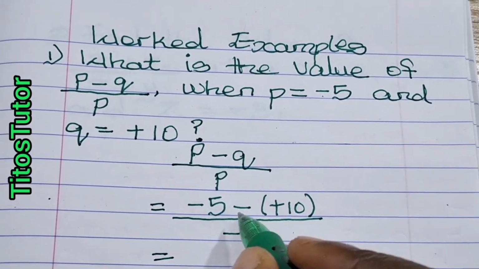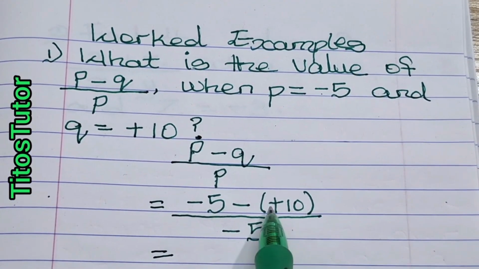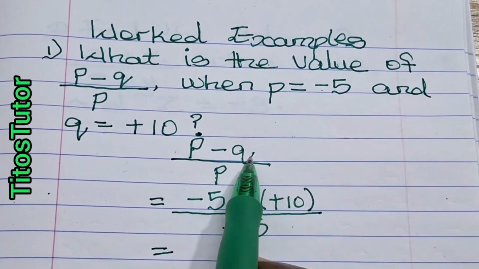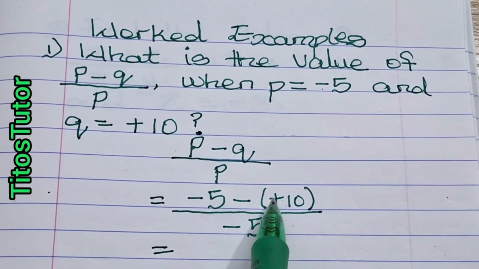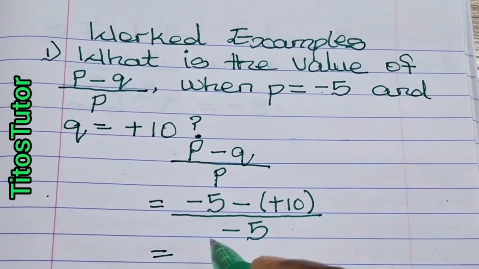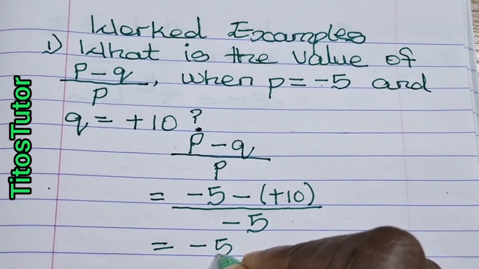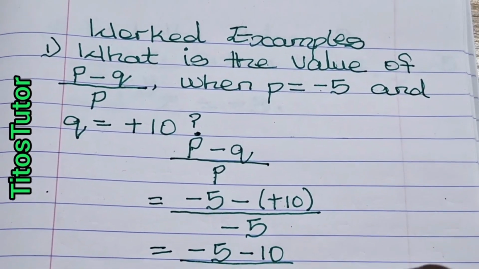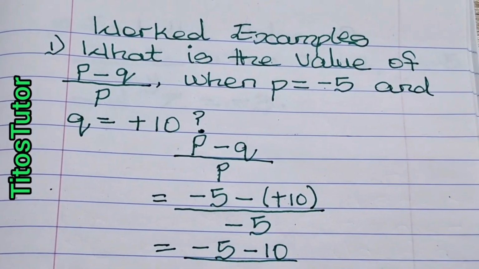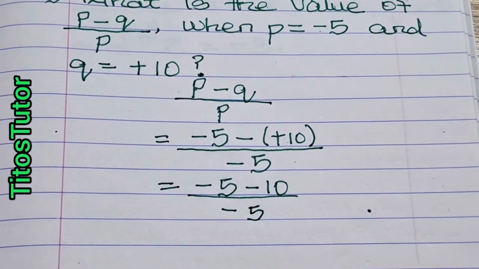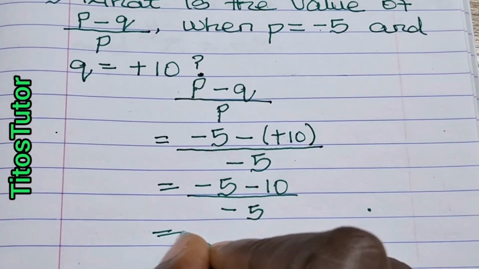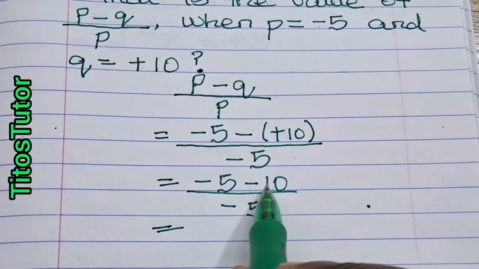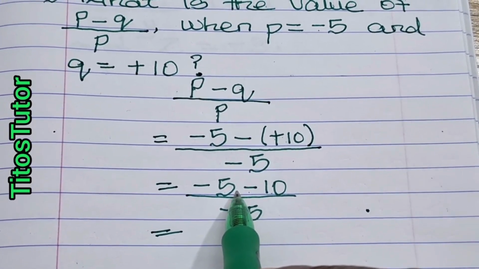Okay, so here, look at this. A bracket means multiplication. So a negative is already in my expression and my q is positive. So negative and positive gives you negative. Okay, so I have -5, -10 all over -5. Okay, so that's what I have. And numerator first. So let's go. -5, -10. They're just standing side by side. They are not multiplying each other.